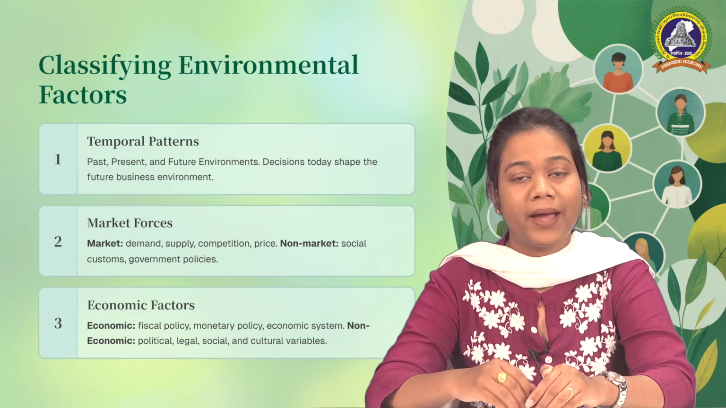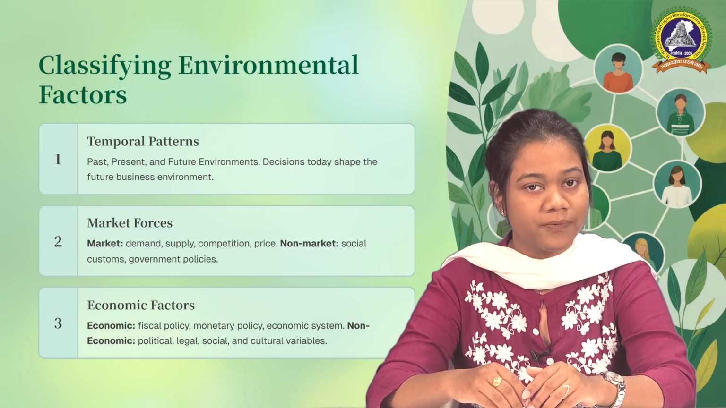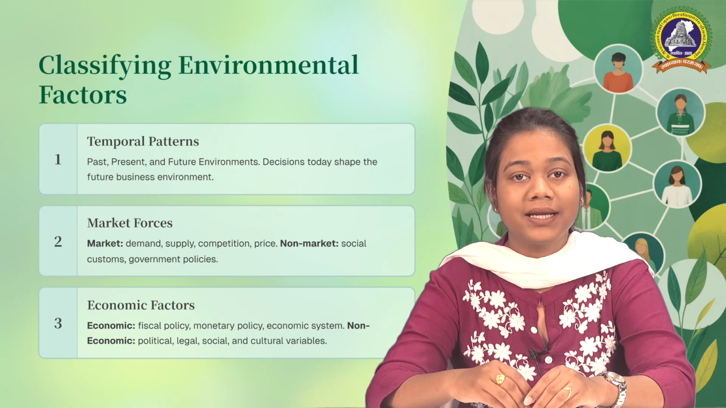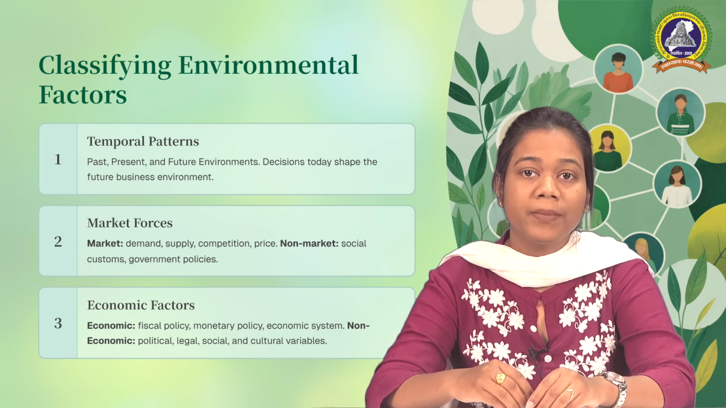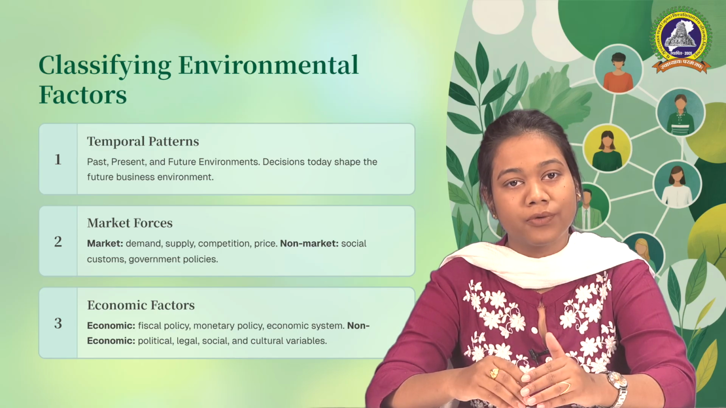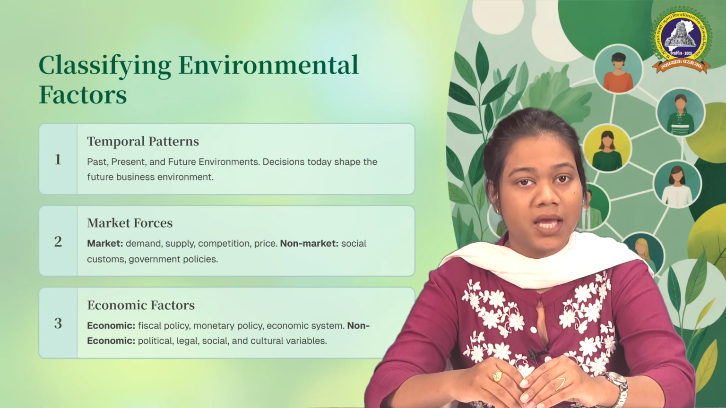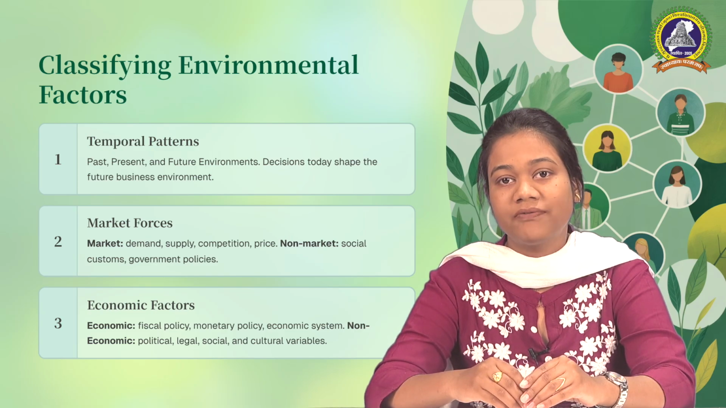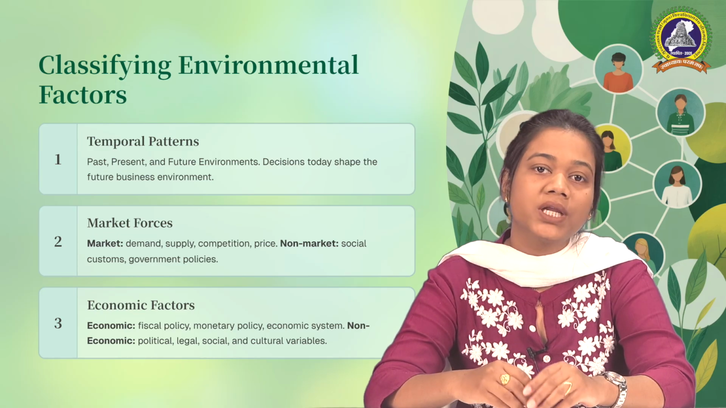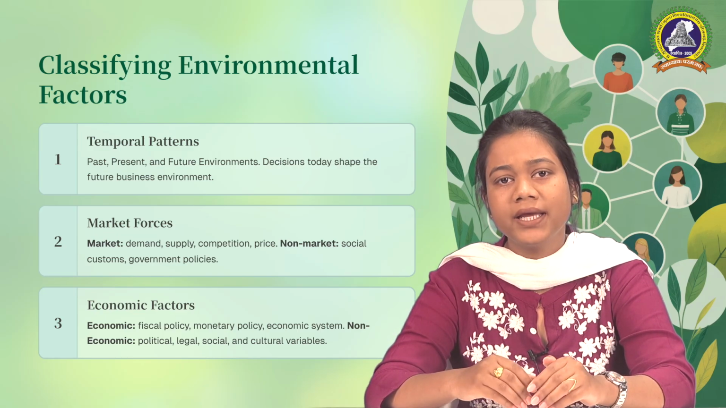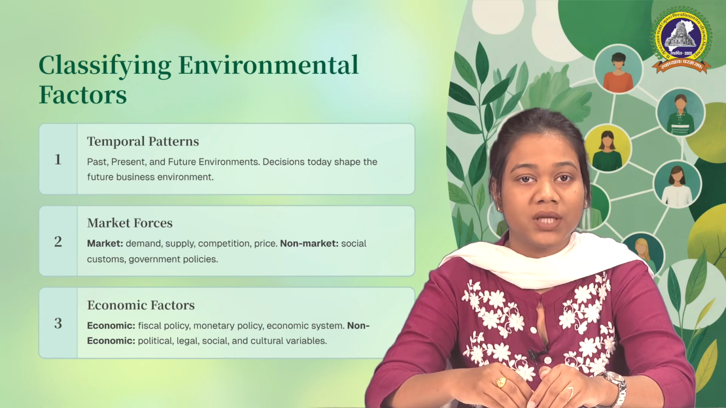First, by temporal patterns. The environment can be viewed as past, present, and future. The combination of historical and current environments give rise to the future environment. The decisions made today will impact the environment of tomorrow. Second, we can divide it into market and non market forces. The market environment includes the factors that directly impact the market, such as demand, supply, competition, and price. The non market environment includes forces like social customs and governmental regulation.